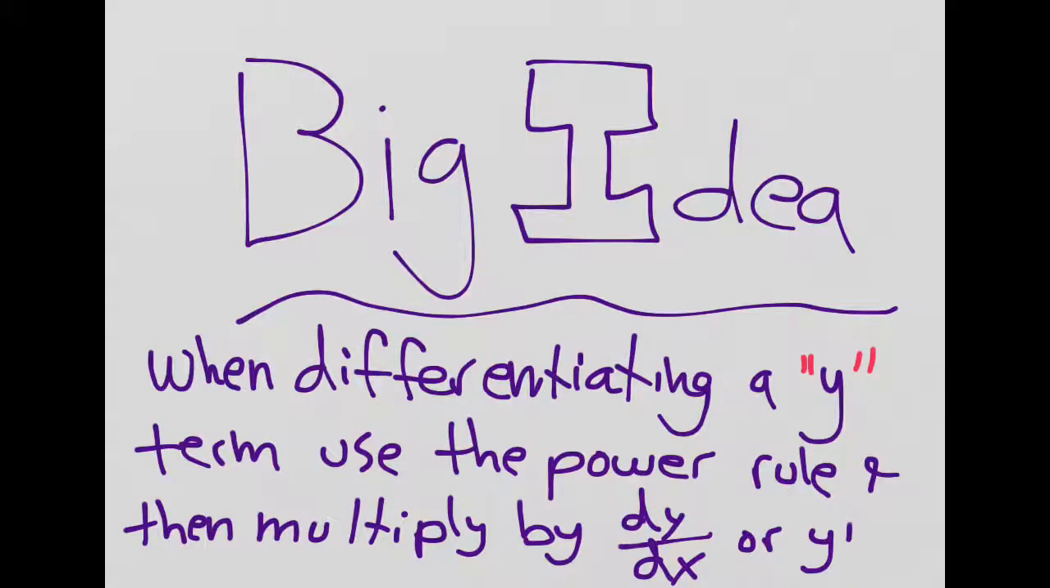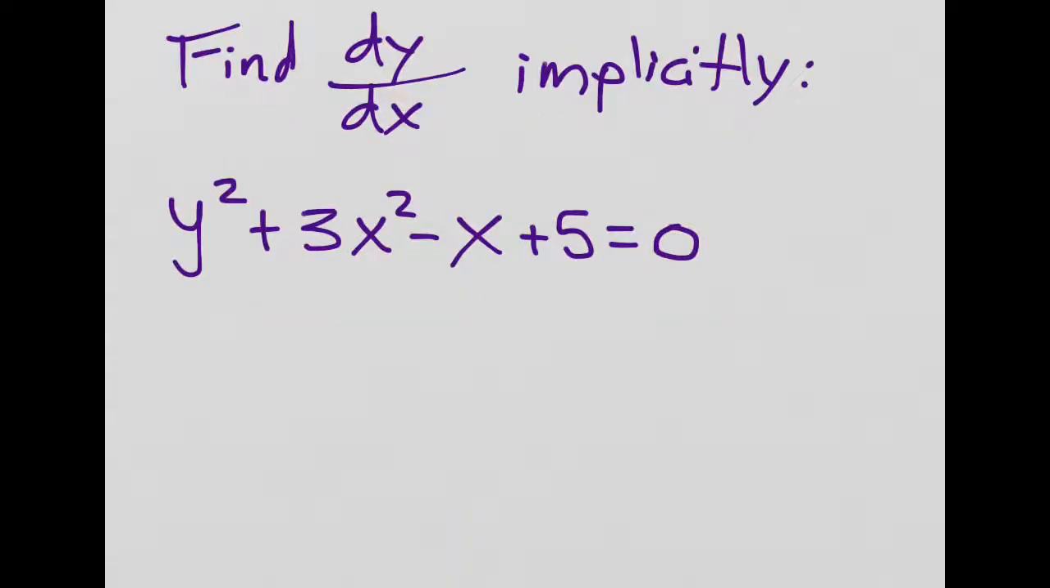And so again, I'm going to say it one more time. That is the big idea. Normal differentiation applies. The only difference is if you're differentiating a y term, you must multiply by the derivative of y, dy/dx. Or if you want to use y primes, that's fine as well. So let's go ahead and look at an example now. I will do one, we'll walk you through it, and then I will ask you to pause and do your own. So let's find this derivative implicitly.